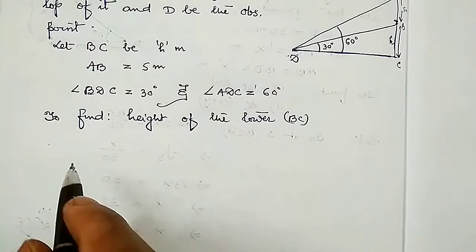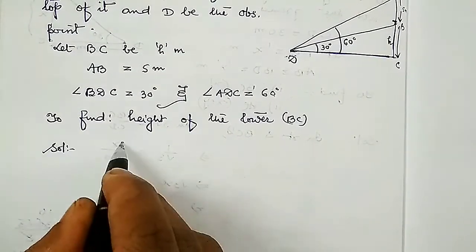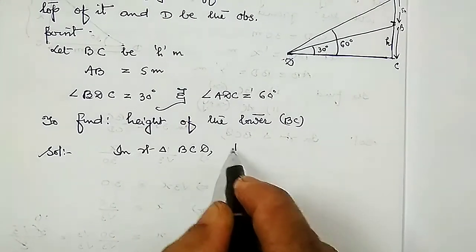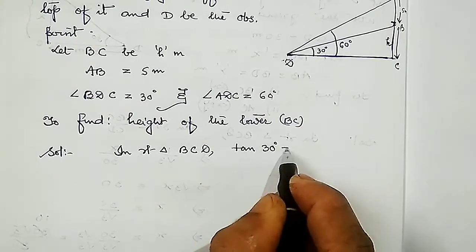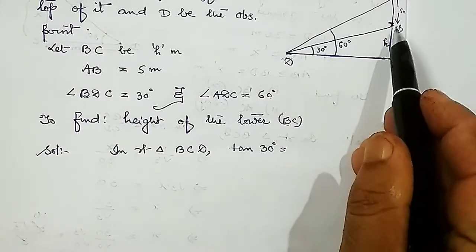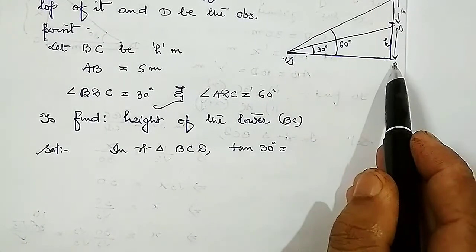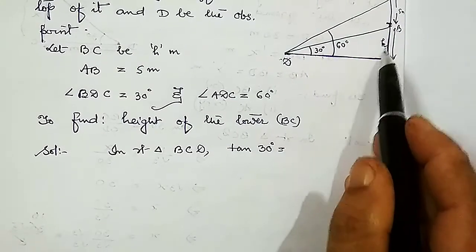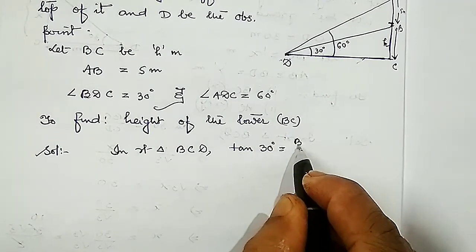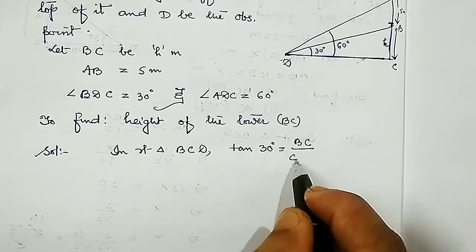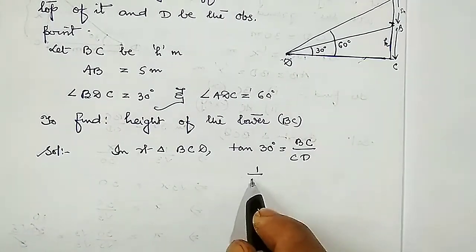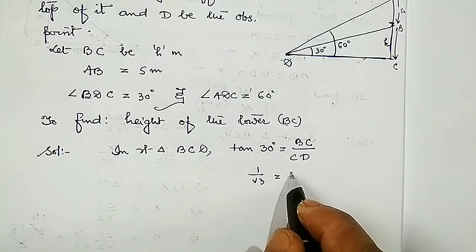So in the solution part we can write, in right triangle BCD, tan 30. Why am I considering tan, I think you know now, because in this triangle this height is to be calculated and this base is the common part. So we want to relate this part and this part, that's why we are using tan 30. We know tan theta is the ratio between perpendicular and base. So tan 30 will be BC by CD. Value of tan 30 is 1 by root 3 equals BC by CD.